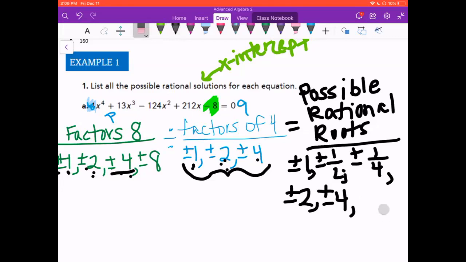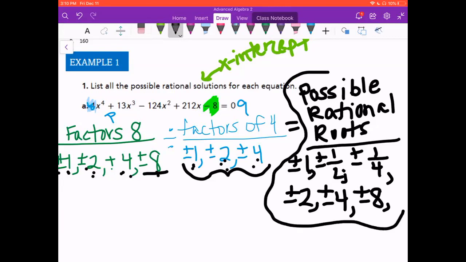All right, now let's take the factors of 8 and divide it by 1, 2, and 4. 8 divided by 1 is 8, so plus or minus 8. 8 divided by 2, plus or minus 4, which I've already written. 8 divided by 4, plus or minus 2. So now I have a list of all the possible rational roots of that polynomial.